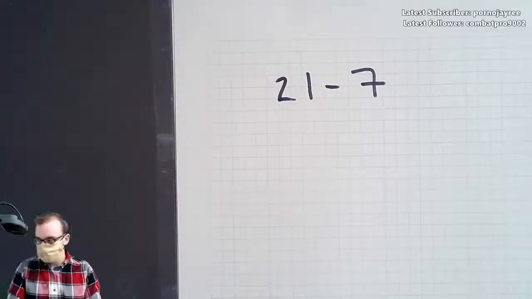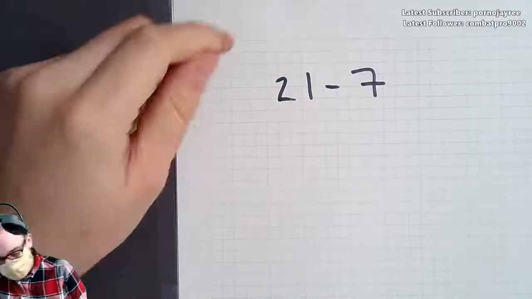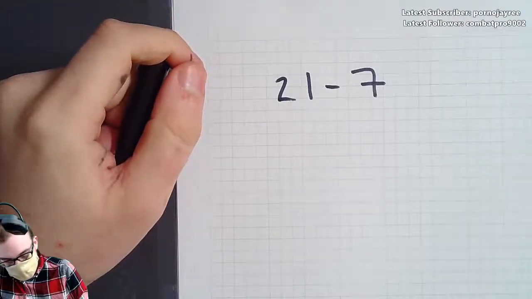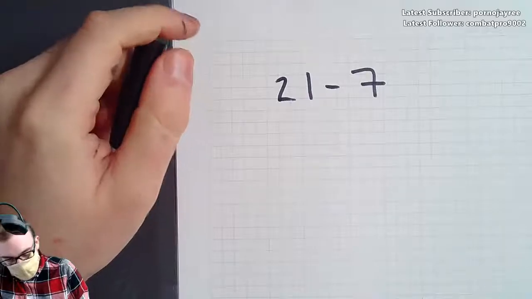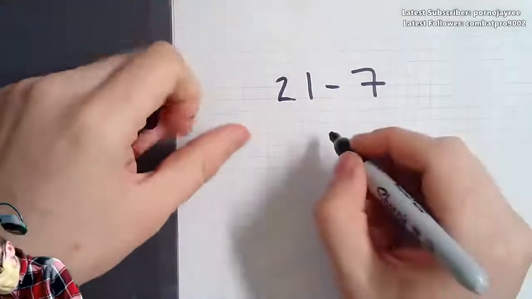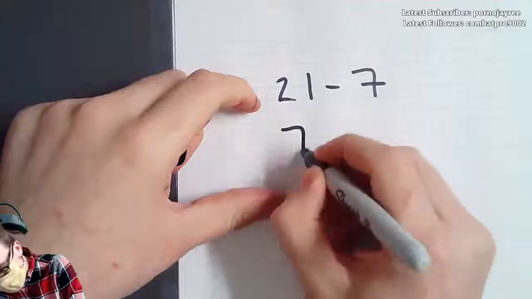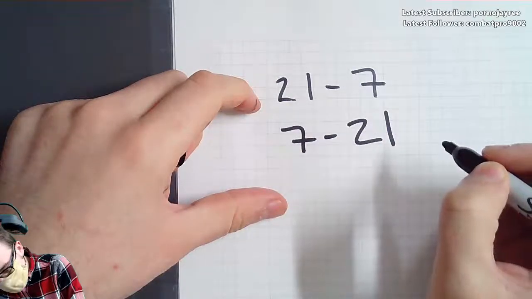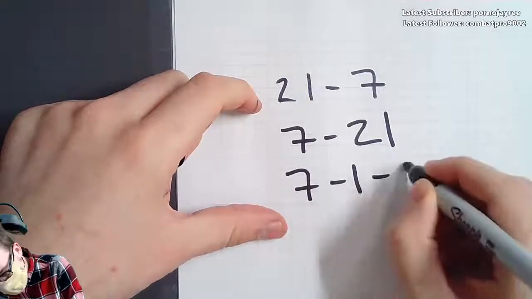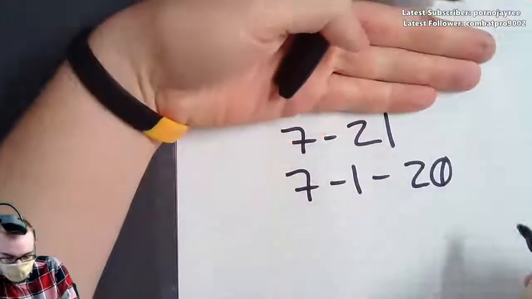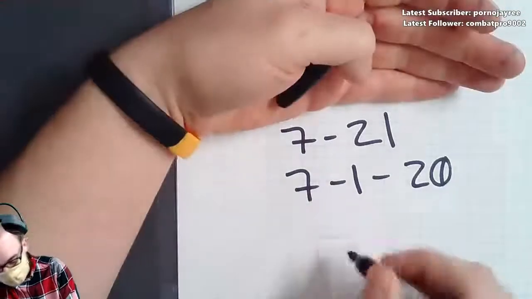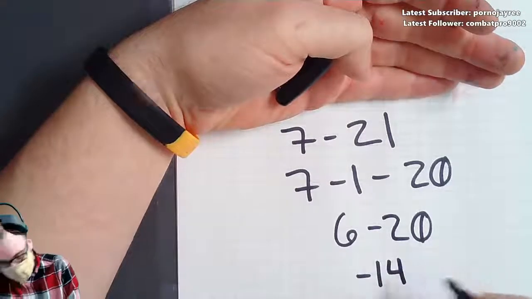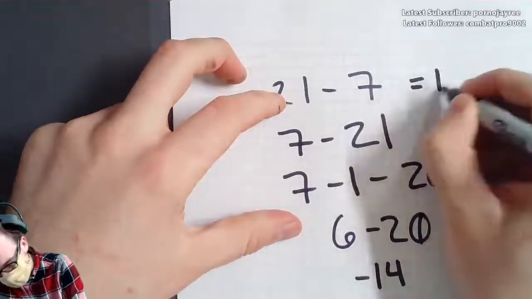Yeah, go ahead, Afton. 7 minus 1 is 6. Good. Okay, so what you're doing is doing like the opposite. You're flipping it around, so you think about it like this: now I've got 6 minus 20, and then I've got negative 14. But I know I flipped it around, so it's really positive 14.